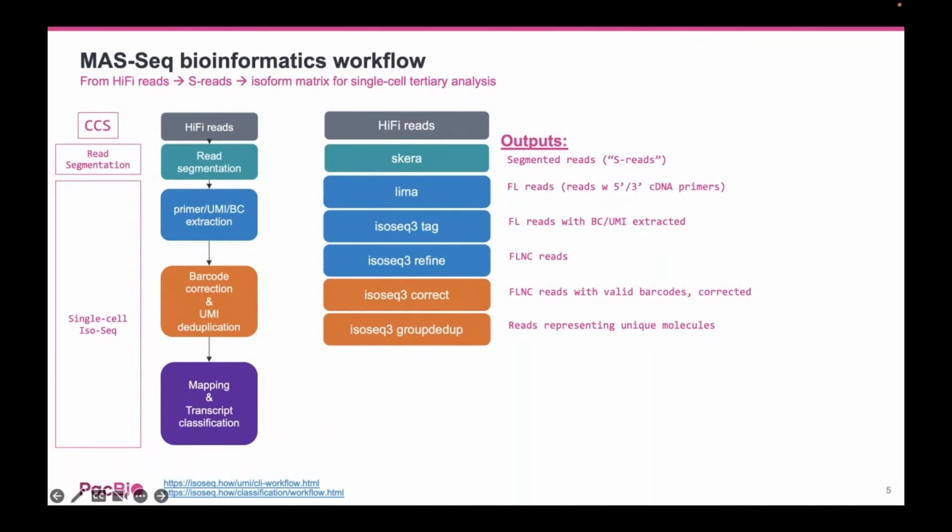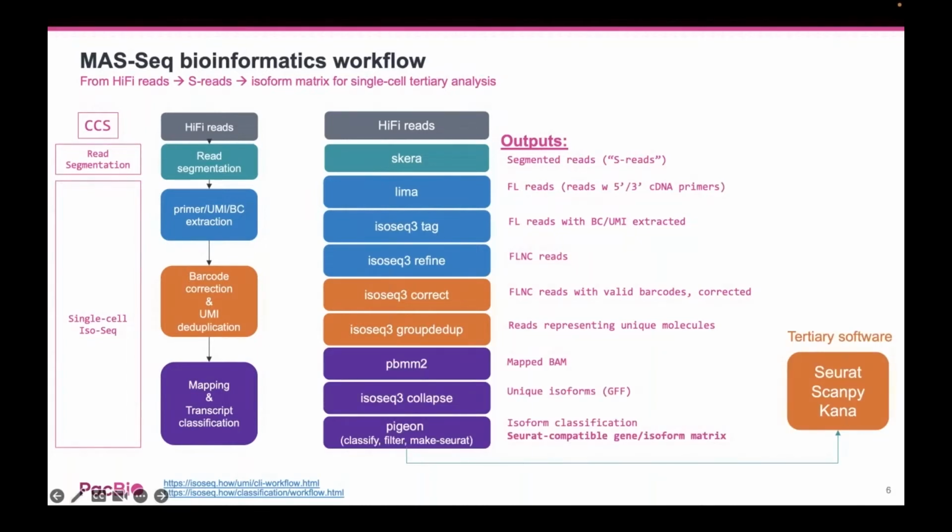We take all of our unique molecules and map them to our reference genome. Thereafter, we use Collapse in order to get our unique isoforms for this sample. Those isoforms are then structurally classified in our SQANTI3 replacement, Pigeon, and this will also make a tertiary software compatible gene and isoform matrix for use with Seurat, Scanpy, and Cana. I'm now going to go into more detail on each of the individual tools that I've laid out here.